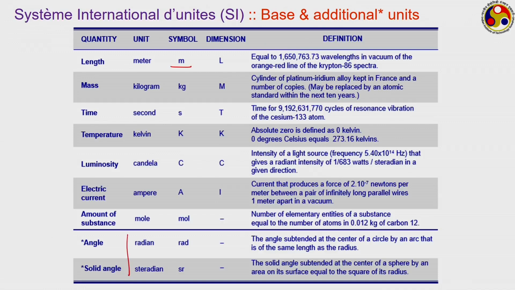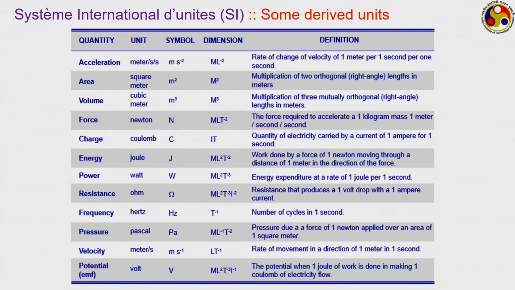Angle and solid angle, these two are not fundamental units, but sometimes they are included as additional units, because they can't be derived from any of the other 7. These are certain common derived units like acceleration, area, volume, force, resistance, frequency, pressure, velocity, which can all be derived by combining two or more of the fundamental units.